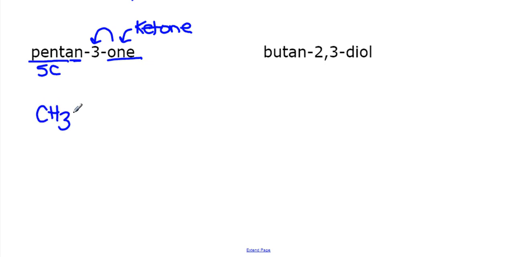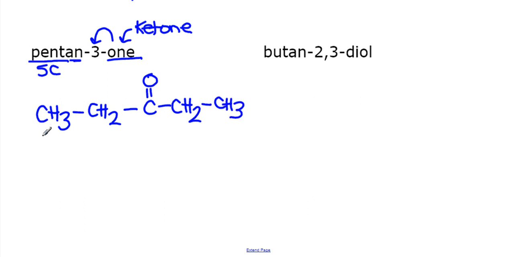Carbon 1, carbon 2, here's carbon 3. I put in my carbonyl group, 1, 2, 3. My 4th bond is on this side, no hydrogens attached to it. CH2 and CH3. So 1, 2, 3, 4, 5.